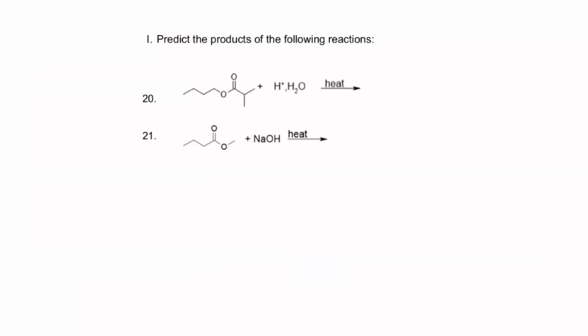These examples are from the in-class worksheet. So in reaction 20, we have an ester in the presence of acid, water, and heat. That means that reaction 20 is going to be the acid hydrolysis of an ester. In order to write the correct products, let's note that what we form in the acid hydrolysis of an ester is a carboxylic acid and an alcohol.